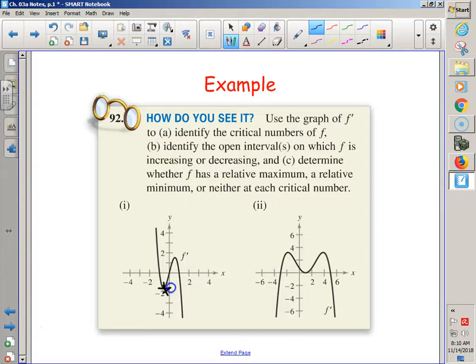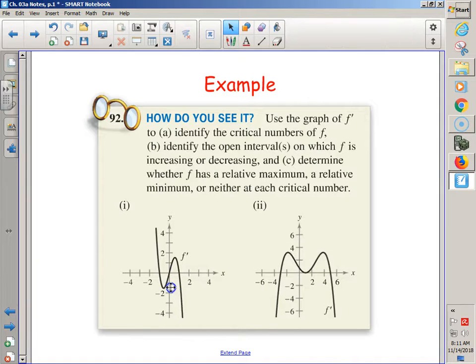That is not a min, and that is not a max of f, because I'm not looking for f prime's max or mins. I'm looking for f's max or mins. So those are not the relative extrema of f, and these are not the relative extrema of f. They are of f prime, but that's not what the question asked.